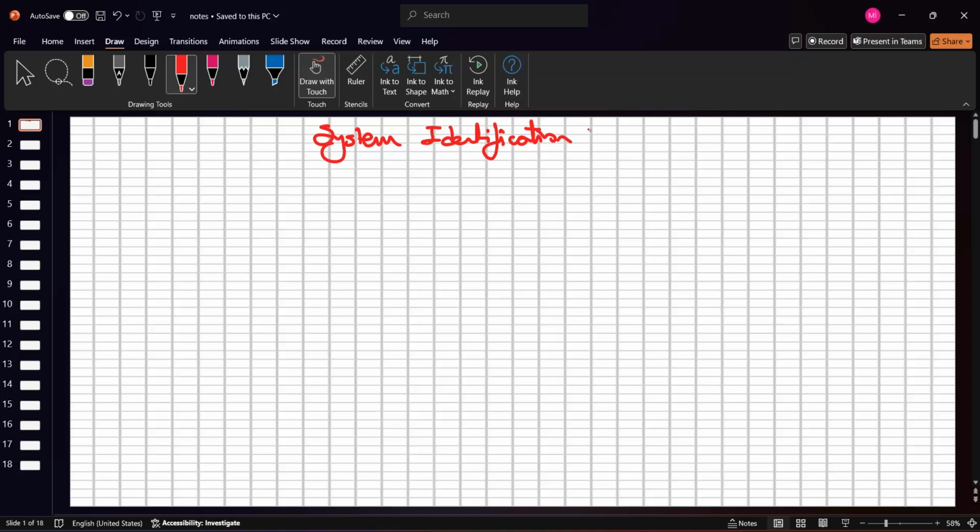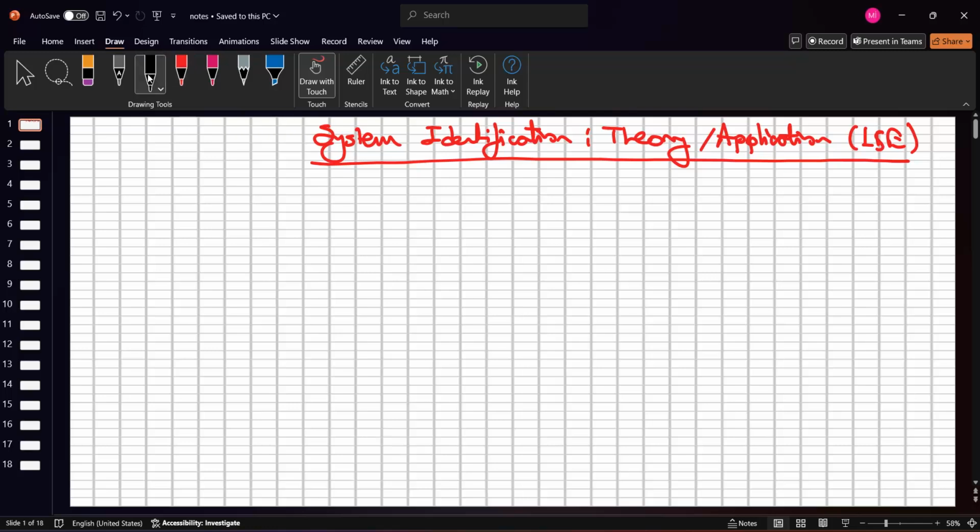Okay, and so today we are going to build the theory and the application, especially in terms of least square estimation. Okay, these are the topics, and so the objective of this note, this can be called the application notes, because we are going to build the MATLAB code in order to design and test the algorithm in real-time systems.